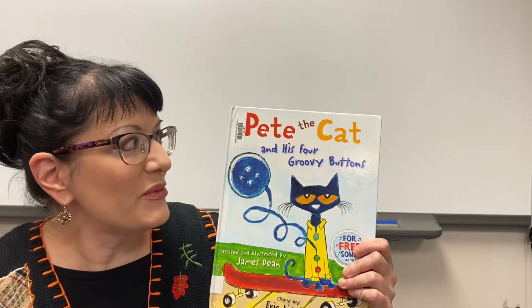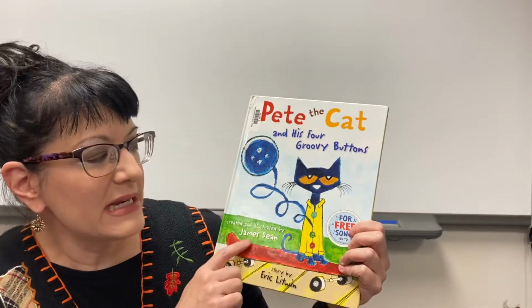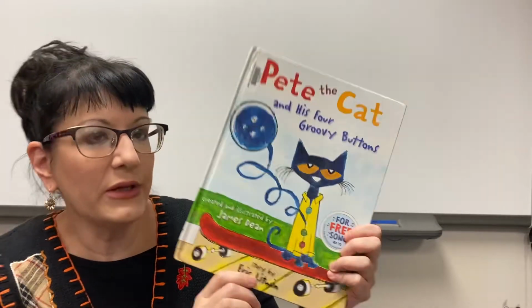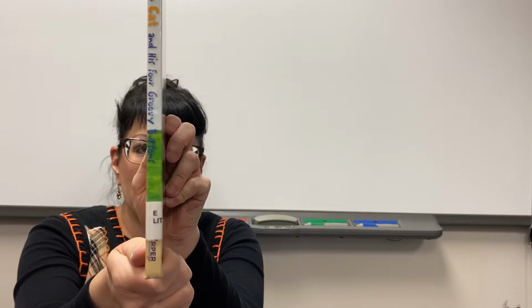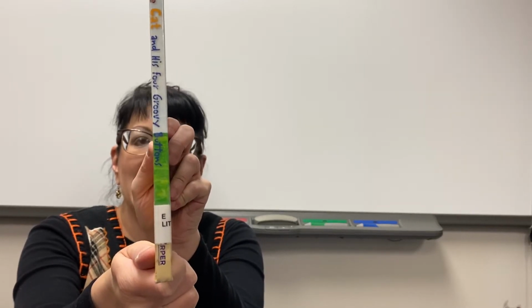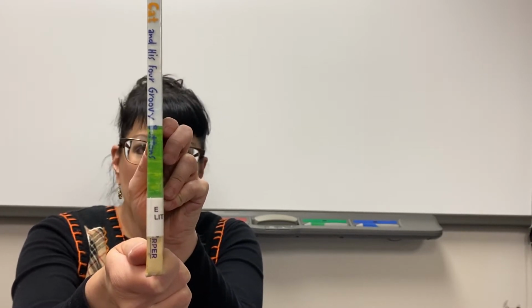And today we're going to be reading Pete the Cat and his 4 Groovy Buttons. And as you can see, it was created and illustrated by James Dean, and the story is by Eric Litwin. So if we look on our spine here, we can see that there's an E on it for the everybody section, and then it's the first 3 letters of the author's last name, which is L-I-T. So we know that it would go on the L shelf on the short shelves in the library.